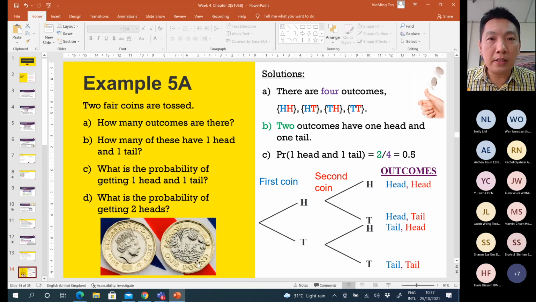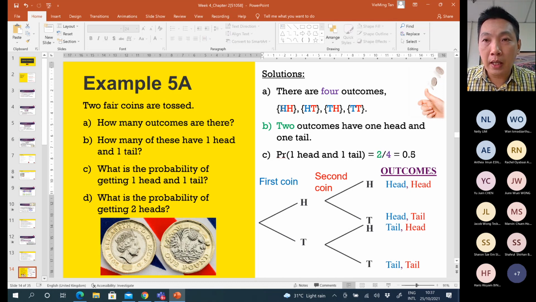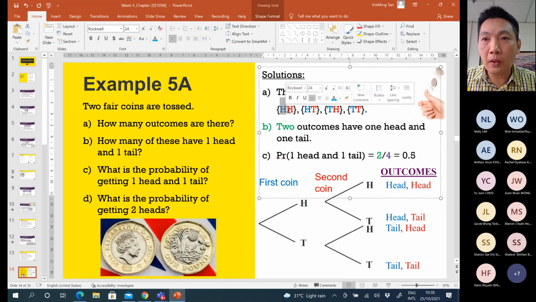Okay. So part A, you're asked to identify how many outcomes there are if you throw two coins at the same time. Okay, so I would like to use blue color to represent the outcome for the first coin, and then red color to represent the outcome for the second coin. All right. So the possible outcome can be the first coin is head and the second coin is head.